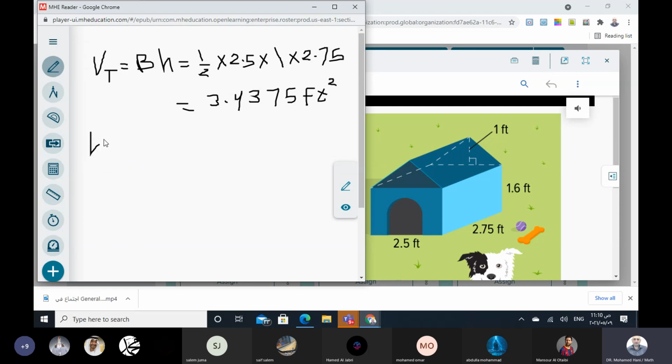Then the second step, find the volume of the rectangular prism. So VR, also the same formula, the area of the base times the height. This is the rectangular prism down, and the base will be a rectangle. The area of the rectangle will be length times width, means 2.5 times the width. This side equals this side, so times 1.6, times the height of the prism, which will be 2.75.